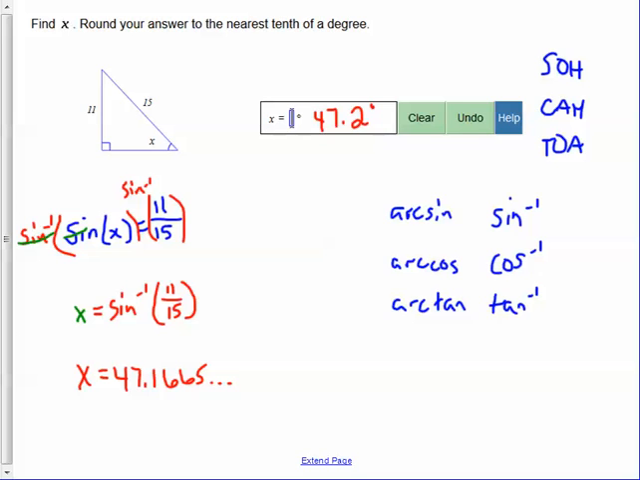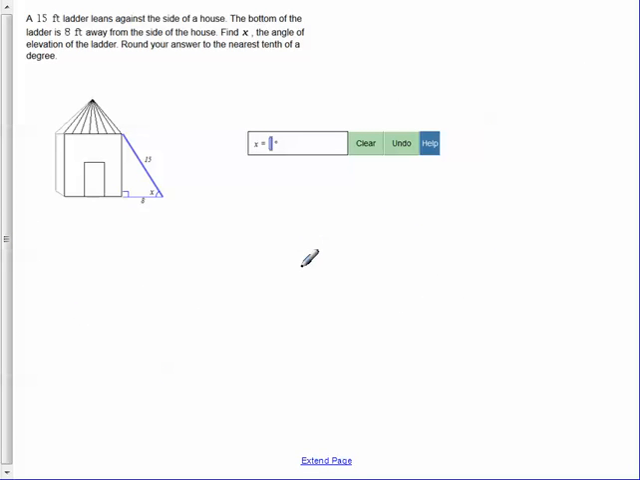Let's look at one more like that, only this time it'll be kind of a real world application. We have a 15-foot ladder that's leaning on the side of a house. The ladder is at the top of the house, and it's 15 feet from the top of the ladder to the bottom of the ladder that touches the ground. So our hypotenuse of this triangle is going to be 15. The bottom of the ladder is 8 feet away from the side of the house. We want to know the angle that is made from the ladder and the ground.